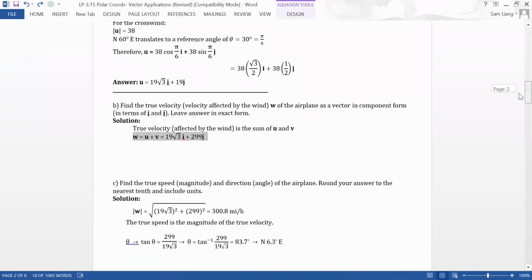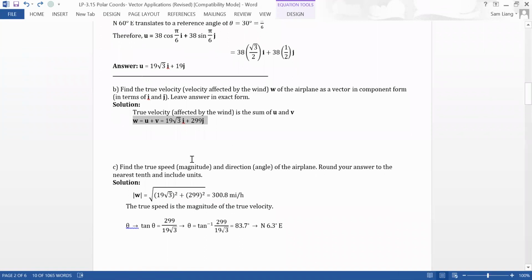For part C, finding the true speed, which is the magnitude, and the direction, which means the angle of the airplane, we're going to use the square root of A squared plus B squared, referring to A and B here: 19 root 3 squared plus 299 squared. The square root of that is going to be 300.8 miles per hour.